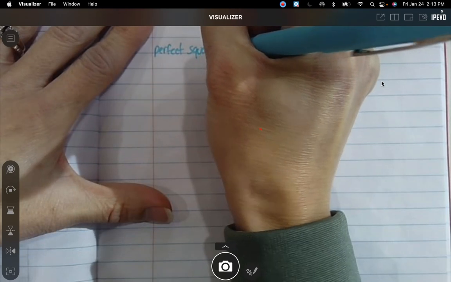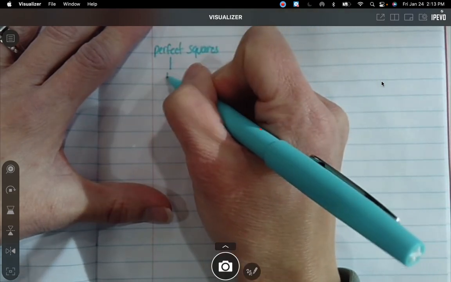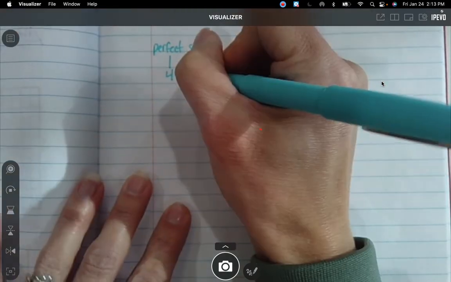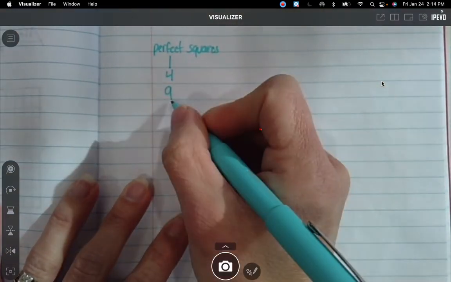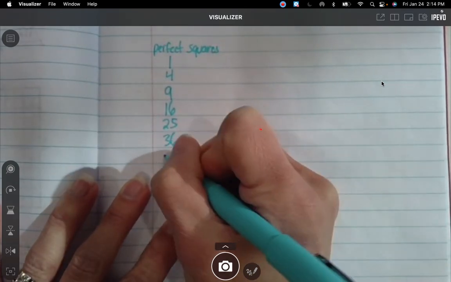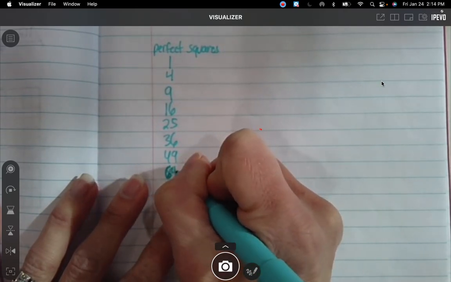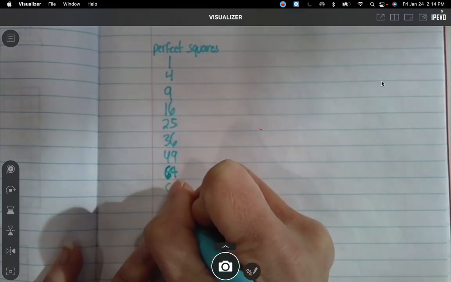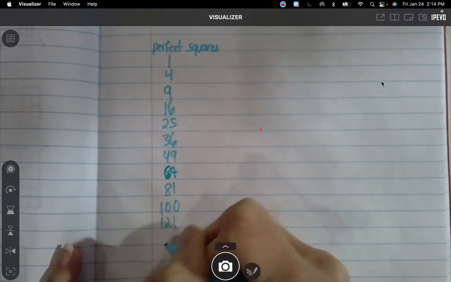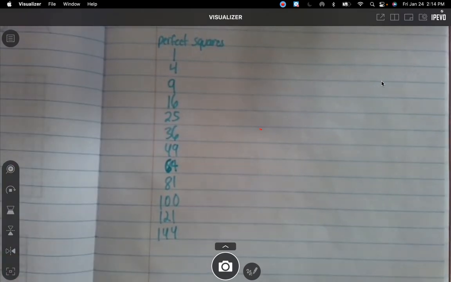I would write this on my paper: 1 is a perfect square, the square root of 1 is 1. 4 is a perfect square, the square root of 4 is 2. So 9 is a perfect square because of 3 times 3, 4 times 4, 5 times 5, 6 times 6, 7 times 7. Oh my gosh, I skipped one. 8 times 8 is 64, 9 times 9, 10 times 10, 11 times 11, 12 times 12, and we could keep going. If you need to do more, you can.